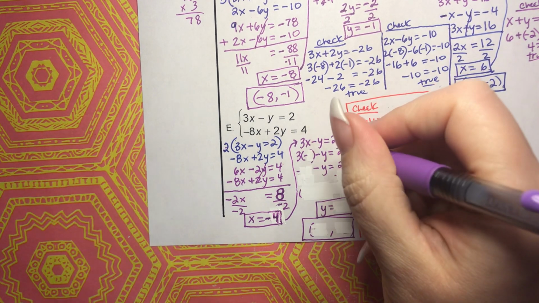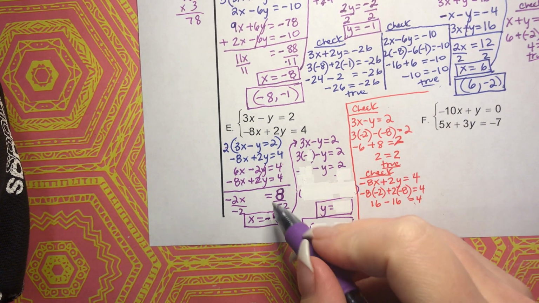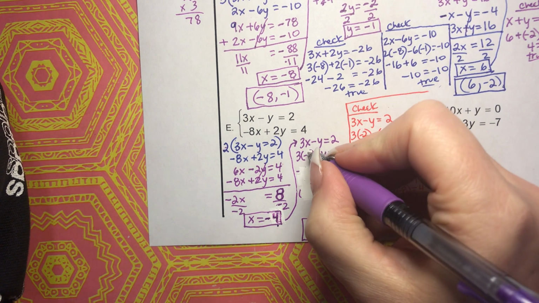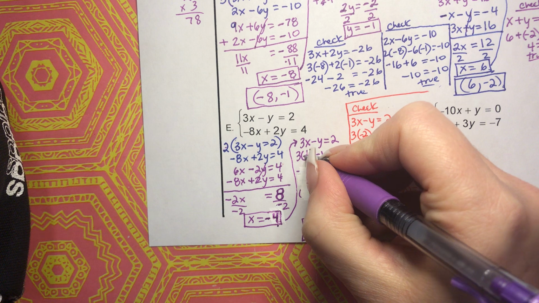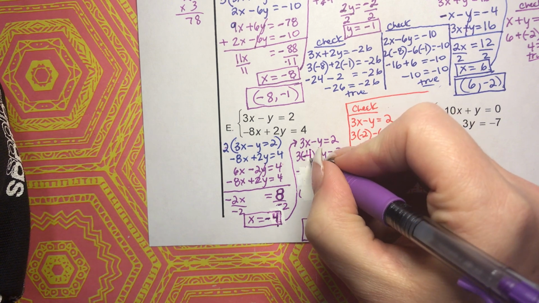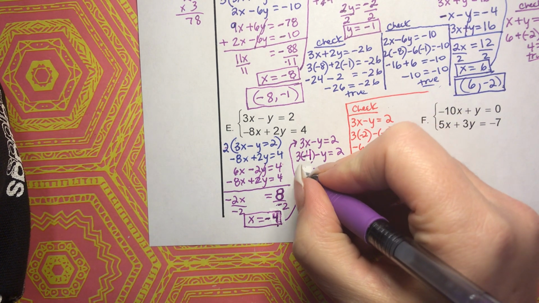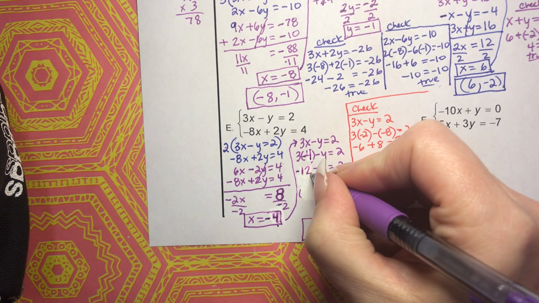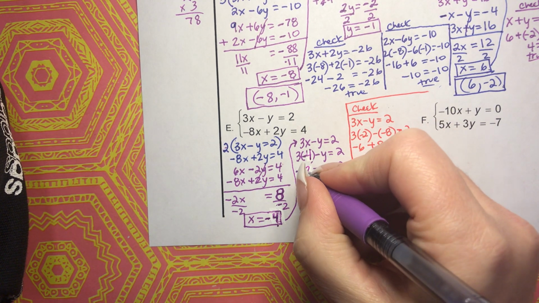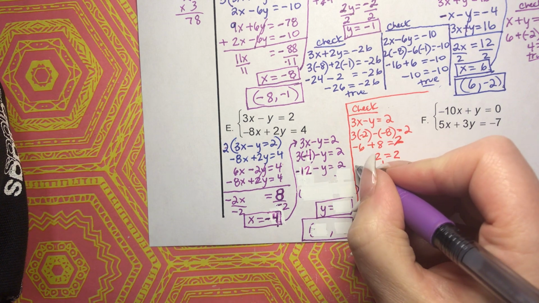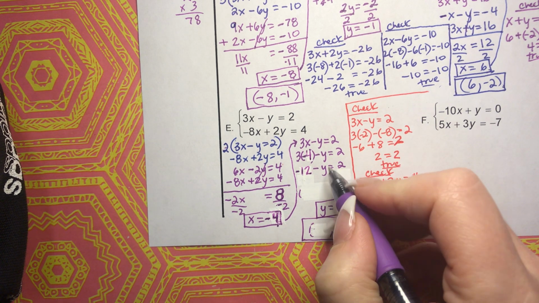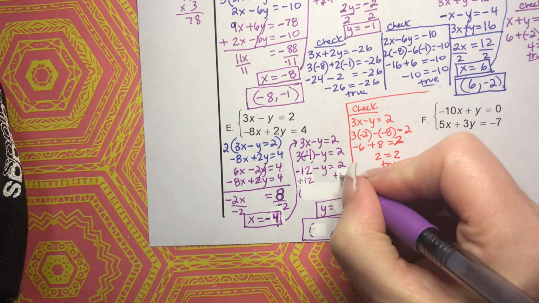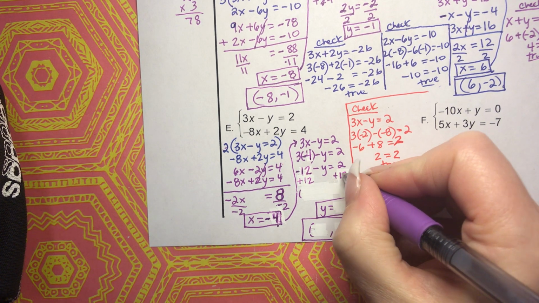So frustrating. Okay, so back to x is equal to -4. We stick in -4 for x right here. That's what we do. 3 times -4 is -12. This is my frustrated voice because I'm frustrated with myself. -12 minus y equals 2. Then we want to get y by itself, so we're going to add 12 to both sides.